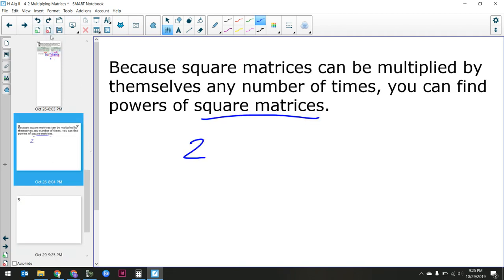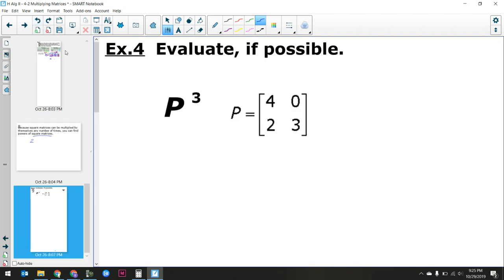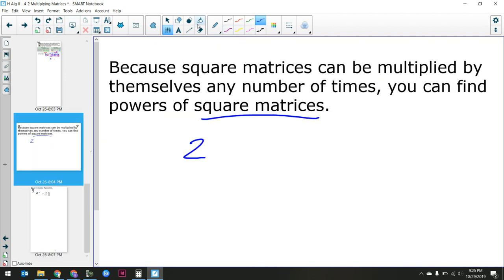Think about it. What matrices can work like that? Well, only square matrices. A square meaning, obviously, it has the same dimensions, rows and columns, like a 2 by 2 or a 3 by 3 or a 4 by 4, because the rows and columns have to match when I multiply. Okay, so only square matrices can do this.